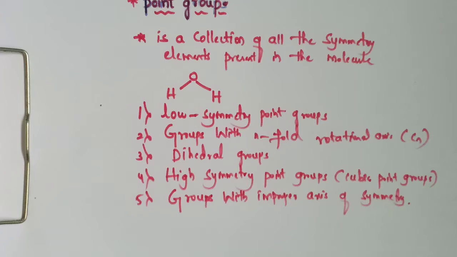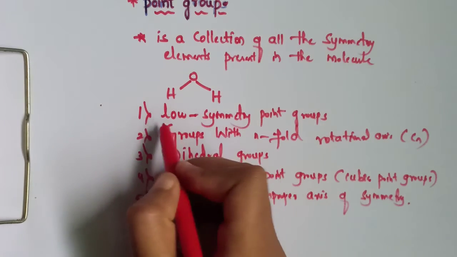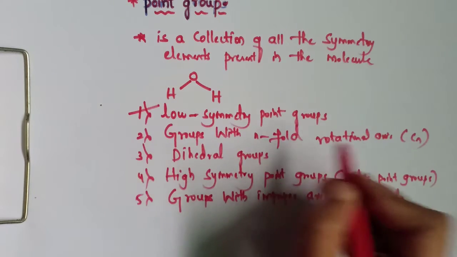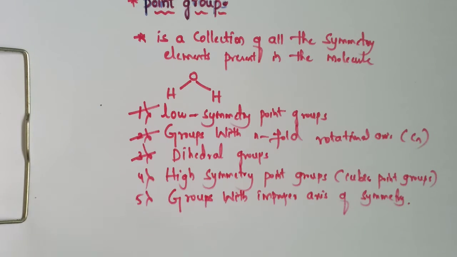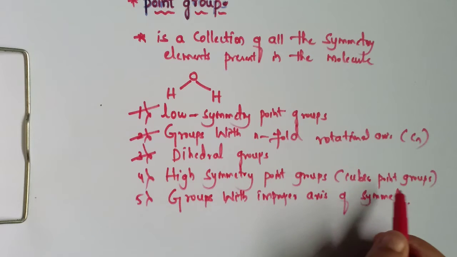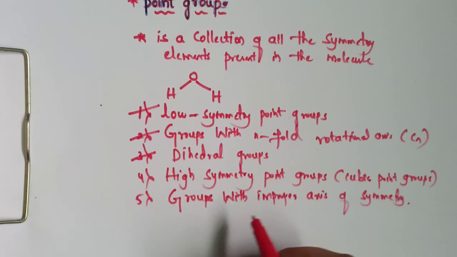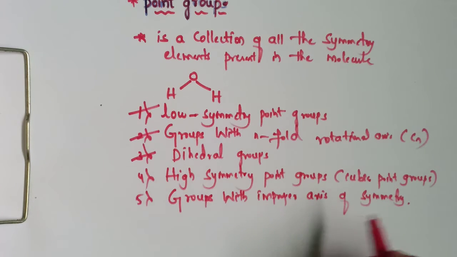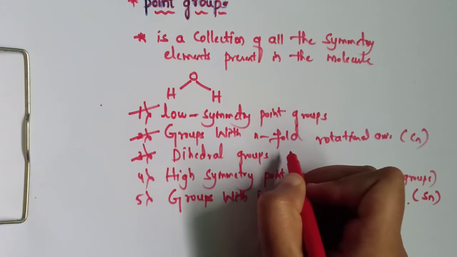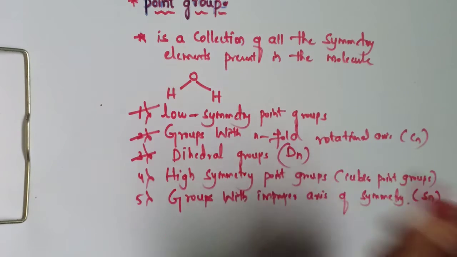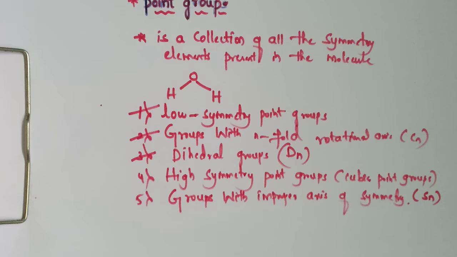Now in this video we shall learn about low symmetry point groups, groups with n-fold rotational axis, and the dihedral groups. In the second part of this video we shall learn high symmetry point groups, that is cubic point groups, and groups with improper axis of symmetry, that is Sn, and these dihedral groups are Dn. Now let's start with our video.